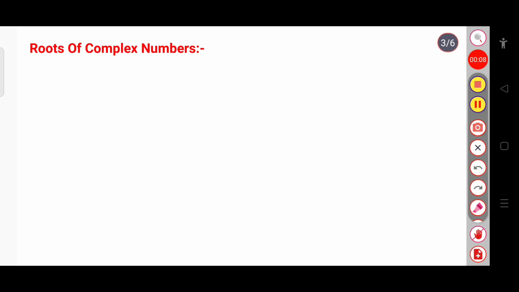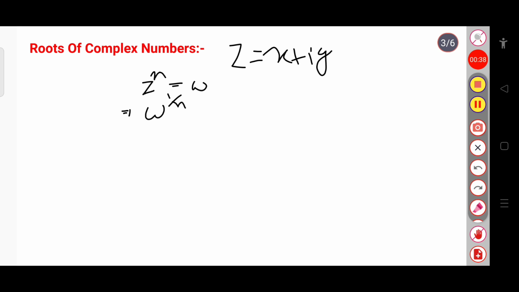Let us consider z is a complex number, which we can express in the form z equals x plus iota y. Now, you have to calculate the roots of z. Suppose this is z power n. Let us consider z power n is w. It means that z equals w power 1 by n, if I raise both sides to the power 1 by n.